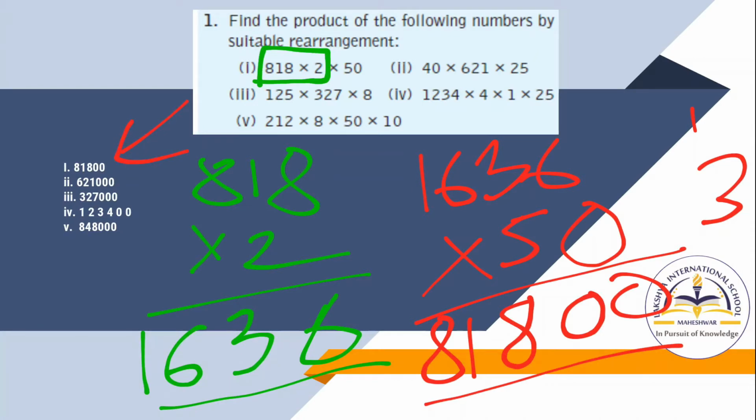Now in the same manner you have to solve 40 into 621, and then whatever the answer is, you have to multiply by 25. Then 125 into 37: first you have to multiply this, and then whatever the answer is, you have to multiply by 8. So you have to multiply them.